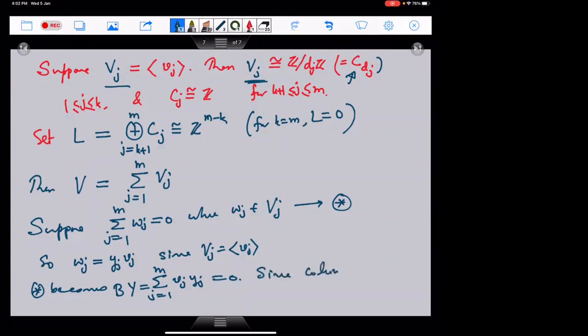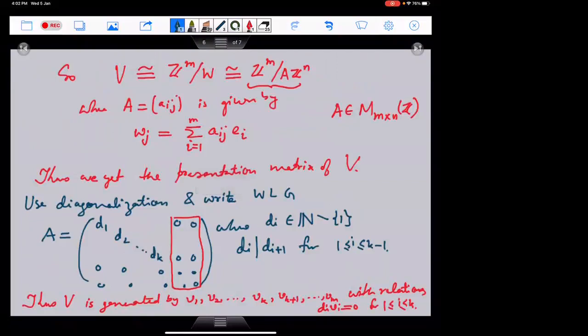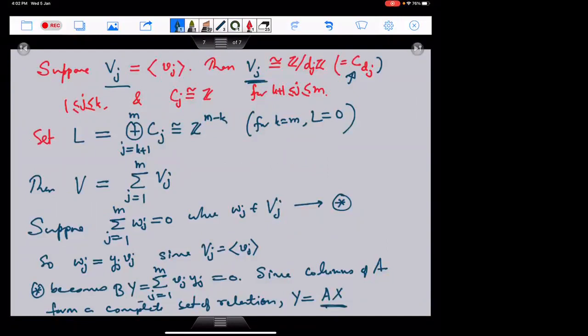Since the columns of A form a complete set of relations, any relation is a linear combination of the columns of A. This Y is Ax. Any Y here is Ax. This is what we are saying: a complete set of relations, for x belonging to Z^n.